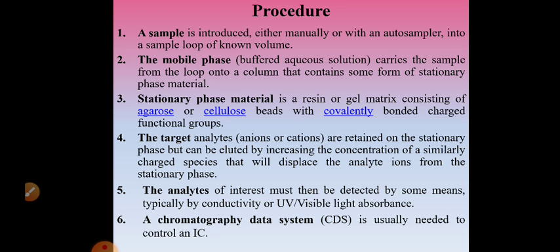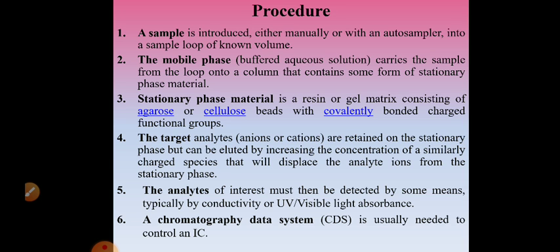Then the choice of the buffer. The buffer which you are going to use for eluting out your sample molecule depends upon whether it is an anion exchanger or cation exchanger. Now see, when you are carrying out anion exchange chromatography, it is to be carried out with cationic buffers, and cation exchange chromatography is carried out with anionic buffers. Like that you have to take care of, right?